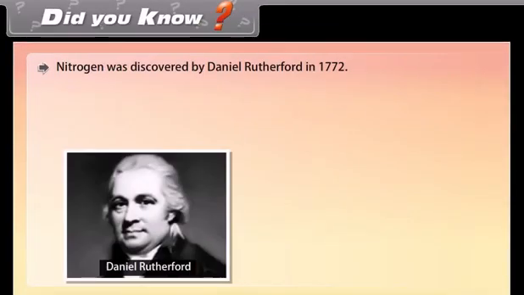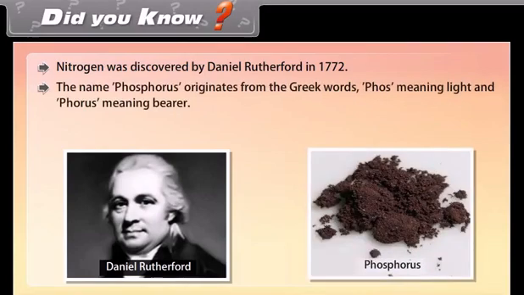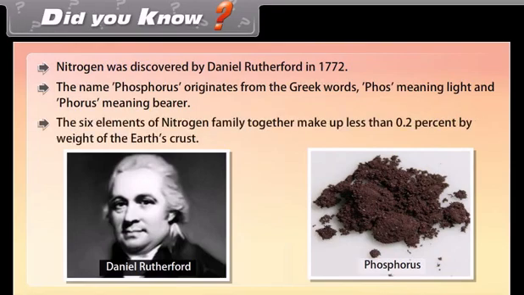Did you know? Nitrogen was discovered by Daniel Rutherford in 1772. The name phosphorus originates from the Greek words phos, meaning light, and phorus, meaning bearer. The 6 elements of the nitrogen family together make up less than 0.2% by weight of the Earth's crust.